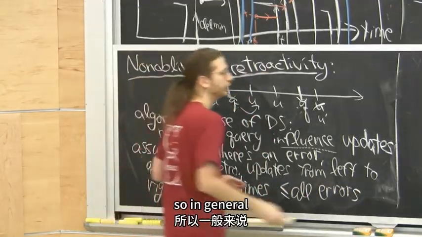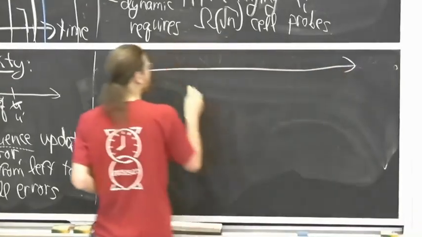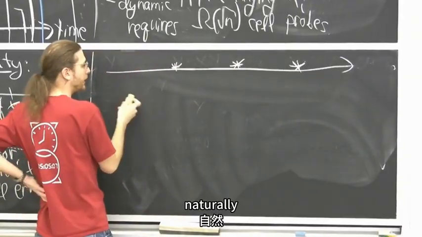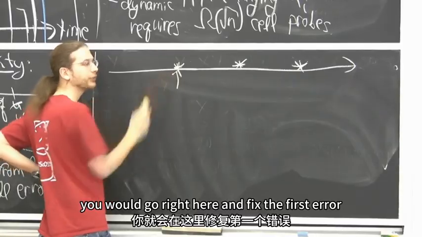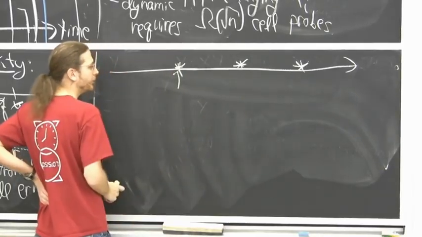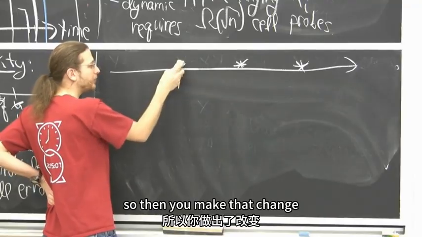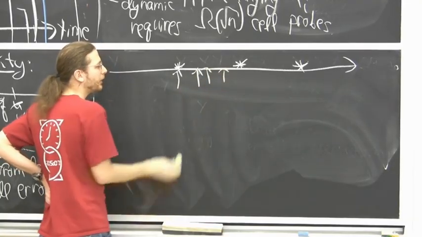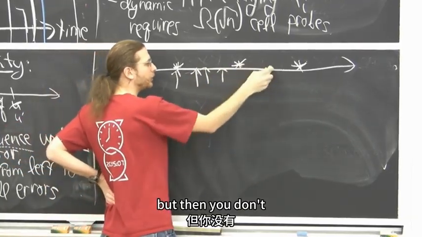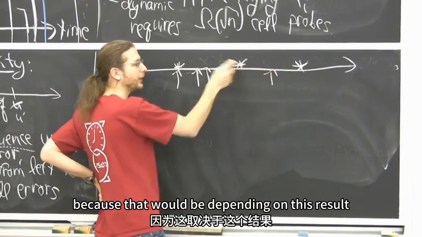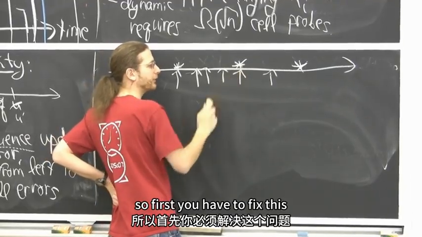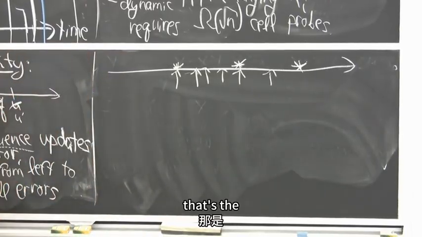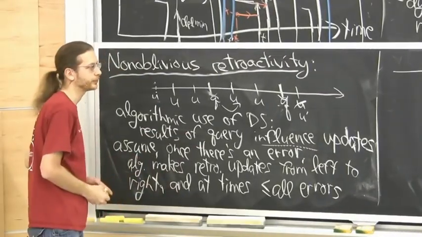So in general, if you have a timeline, then there's some errors where bad queries were done. Naturally, you would go right here and fix the first error, because that may influence other errors. Okay, so then you make that change. Maybe then that causes some other changes right after or somewhere in between. But then I don't want to make a change here because that would be depending on this result, which was incorrect. So first you have to fix this. Okay, so you keep going to the right and you visit all the stars. That's this assumption.